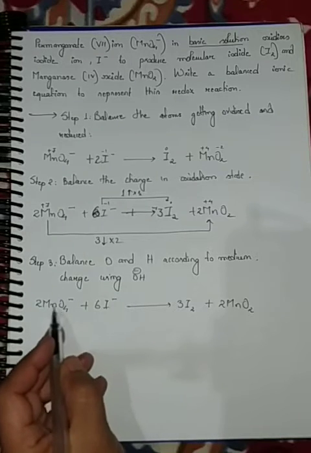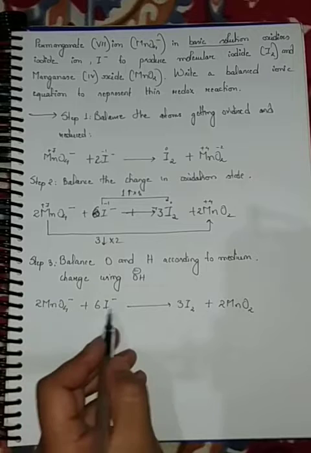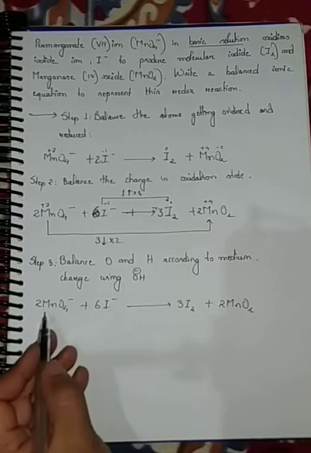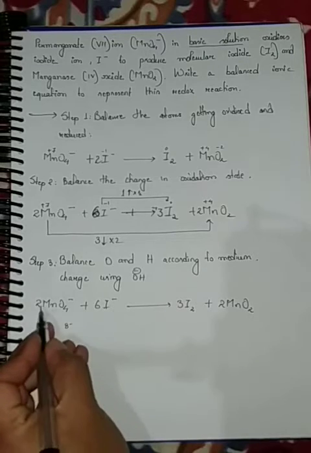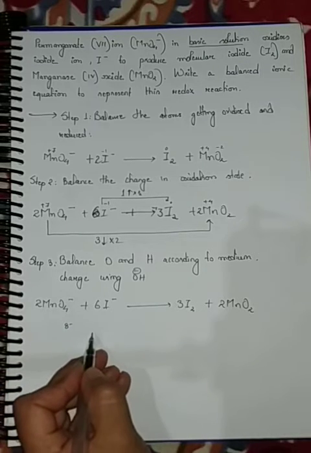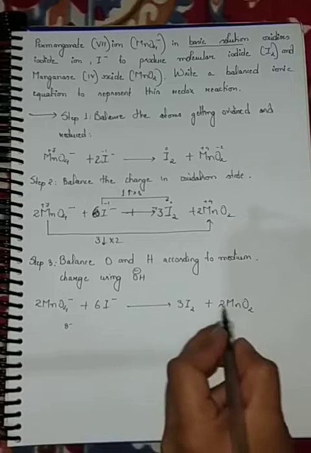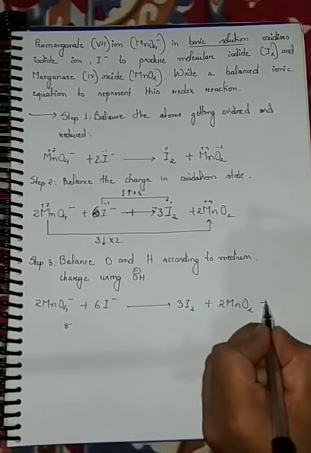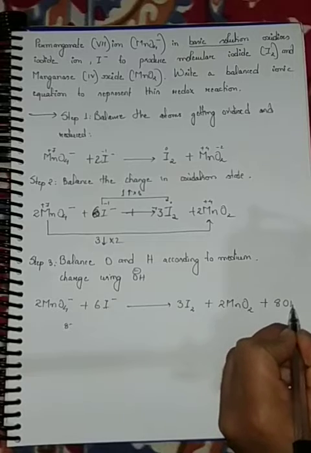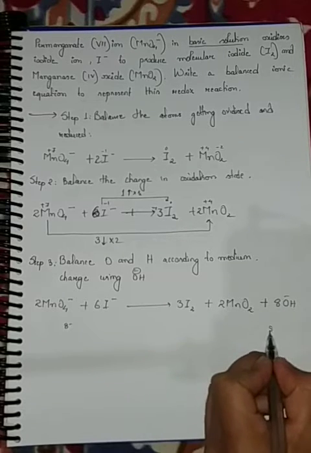So here we have 6 plus 2, so we have 8 negative charges, 6 charges plus 2 charges. And here we don't have any charges. So this side we will be balancing using 8 OH minus. That means we have 8 negative charges.